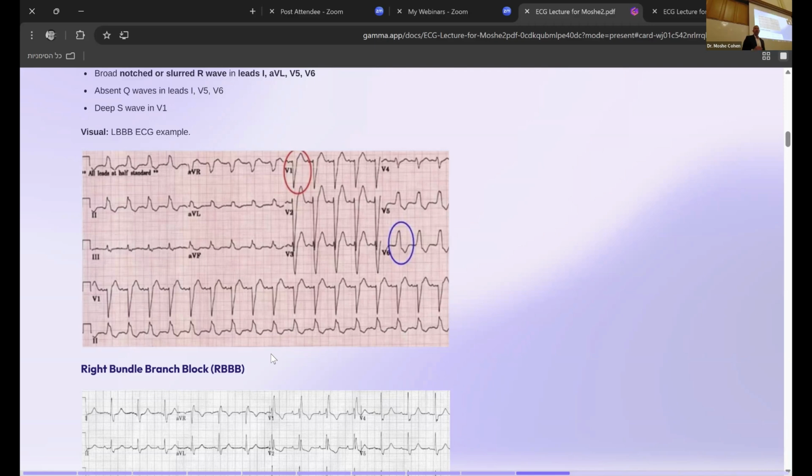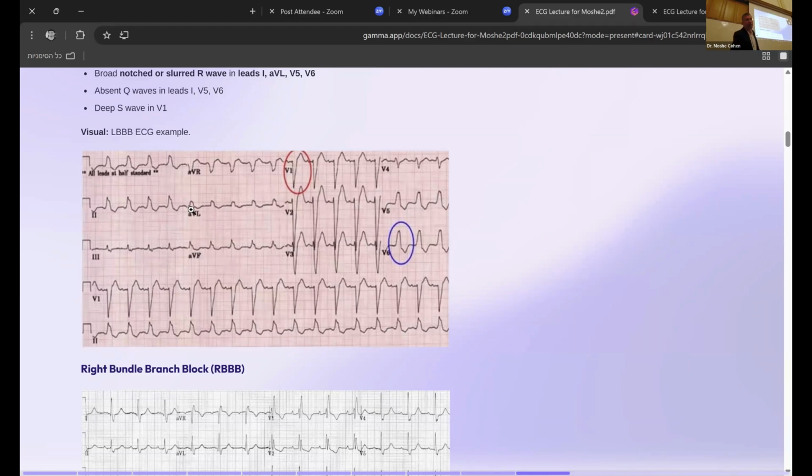So first of all, we divide the leads into areas, before we start with the LBBB. Remember and write it down because this is important. Leads number 2, 3, and AVF are the inferior leads. They're like cameras looking at the inferior posterior part of the heart. Leads 2, 3, AVF will be the inferior posterior part of the heart.